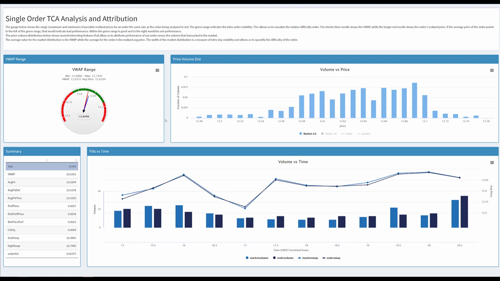We also have a way that we can now aggregate performance across instruments that have very different volatility characteristics. We can simply report performance in units of standard deviation or intraday volatility. Okay, so let's move down to this chart below.